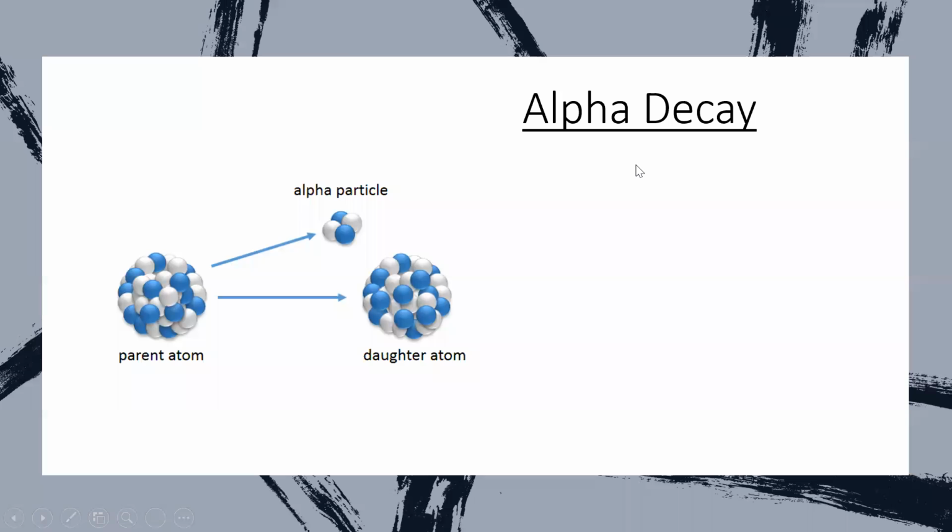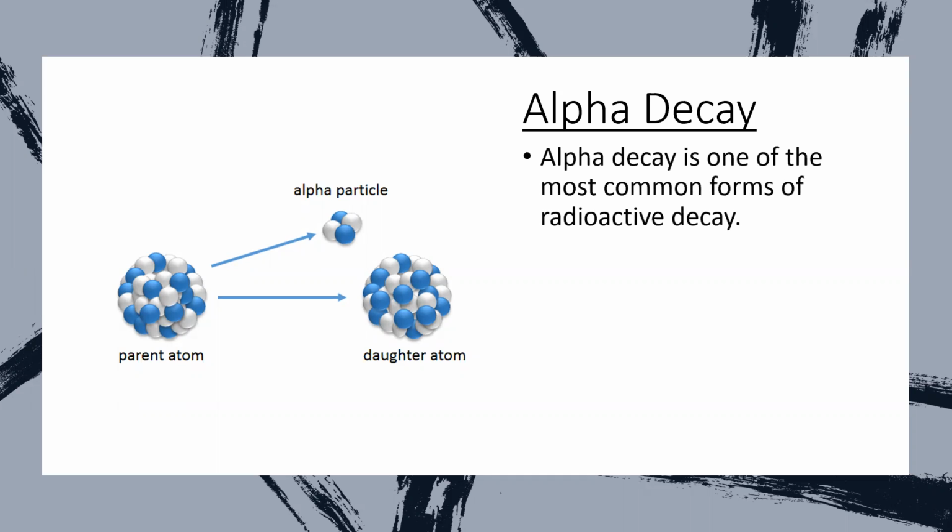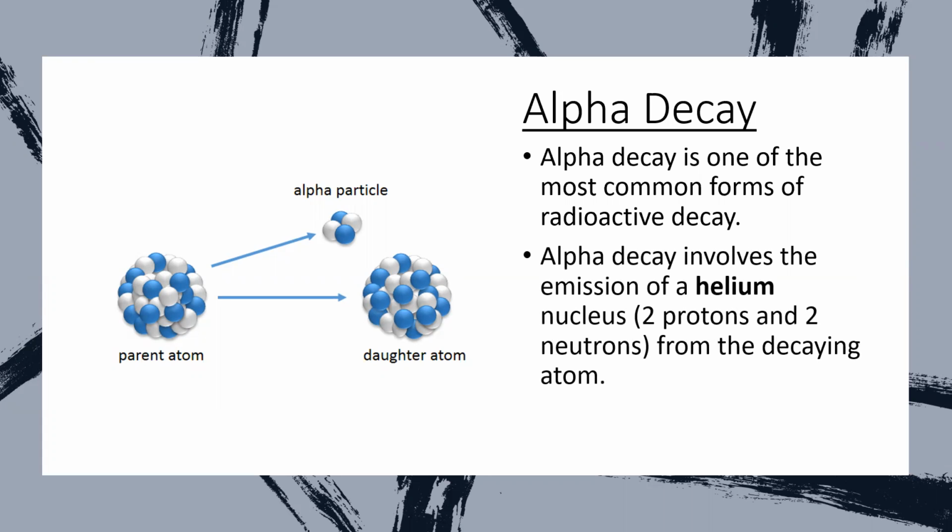So here we go. Alpha decay is the weakest, or the least dangerous, I should say, of all the ionizing types of radiation. Now, not all of your isotopes do decay, but of the ones that decay, alpha is the most common. And it always involves the emission of a helium nucleus. That's 2 protons and 2 neutrons, and they're going to be decaying from that atom.